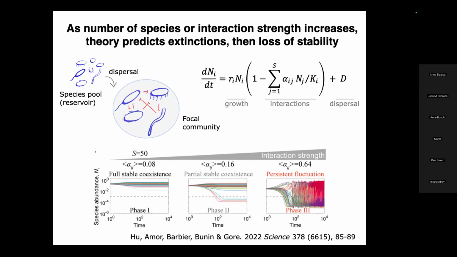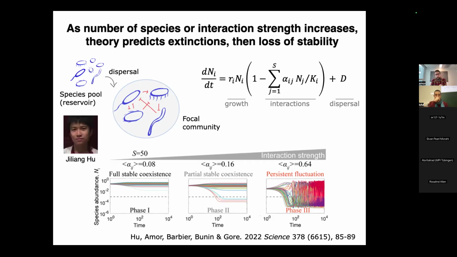Here are 50 species, and we increase the number. We increase the average interaction in our distribution where we sample the interactions, and we have again the same three phases. And we actually verified it. Gillian, a PhD student in Jeff Gore's lab at that time, did this experiment where we quantified and validated these different dynamics in experiments.